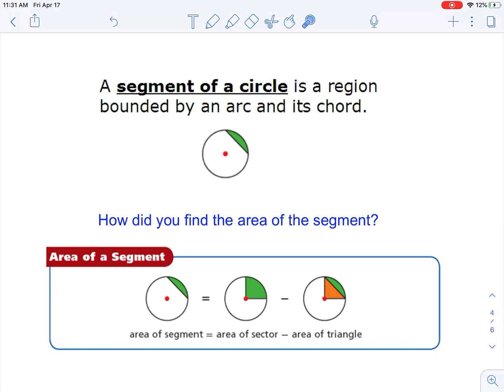A segment of a circle is a region bounded by an arc and its chord. So how do we find the area of the segment? We're going to take the area of a sector and subtract the area of the triangle. So you can see here this orange triangle. When we remove that piece, we are left with just the segment.